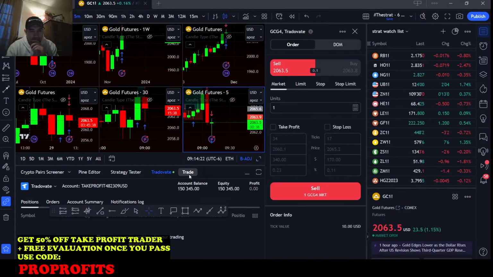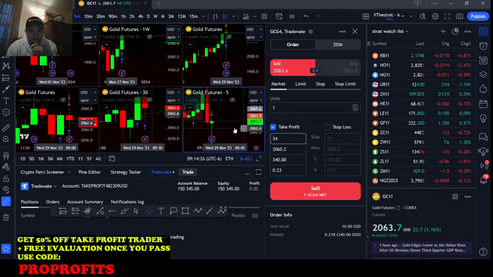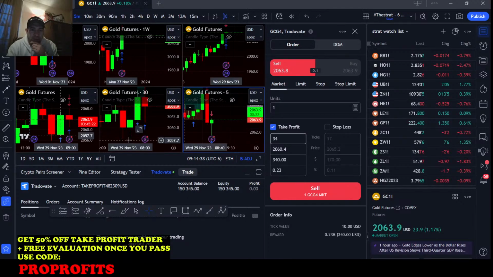Hmm. It's this low right here that I'm watching. That's my decision point. If it starts holding below here, it's going to start falling back through this range and come down to 2057.7.